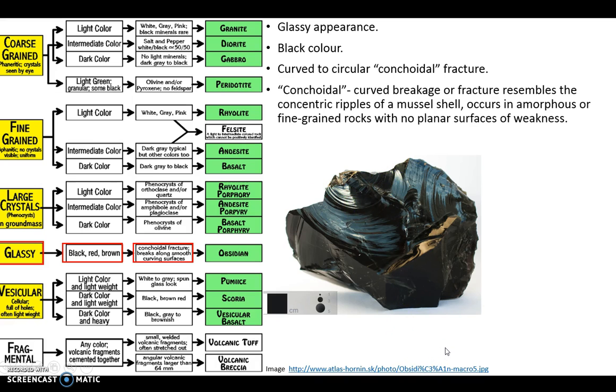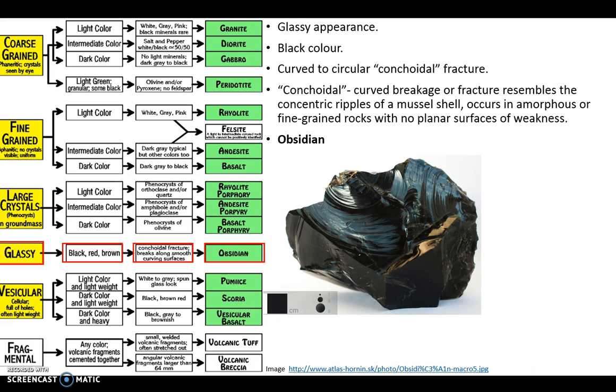What does conchoidal mean? It's a curved breakage or fracture that resembles the concentric ripples of a mussel shell. So if you think about a shellfish that you might find down the beach. It occurs in amorphous or fine-grained rocks with no planar surfaces of weakness. Those planar surfaces of weakness would be provided by crystals. So, no surprises, this is obsidian.